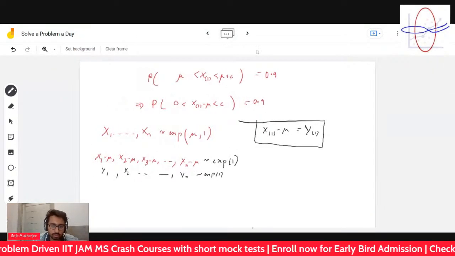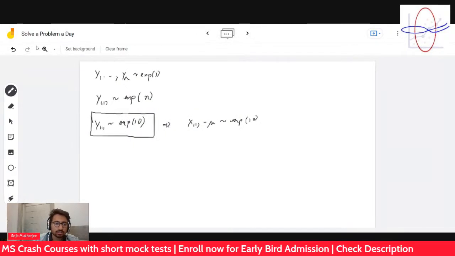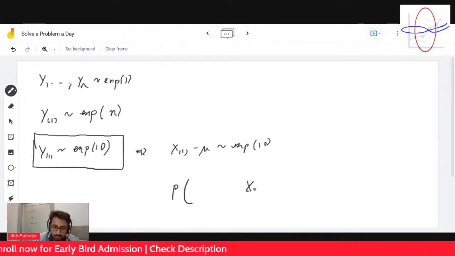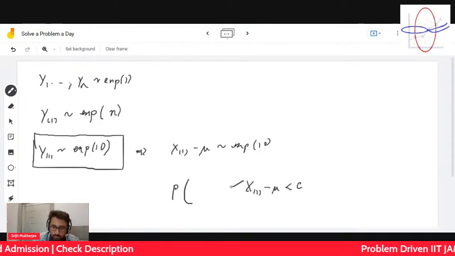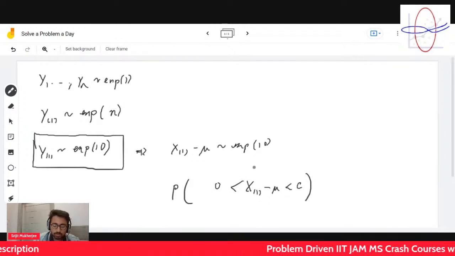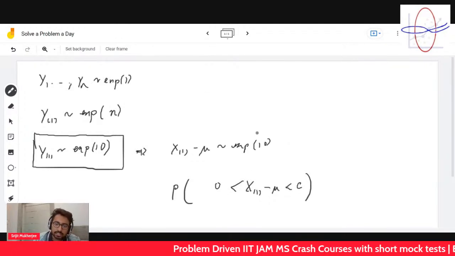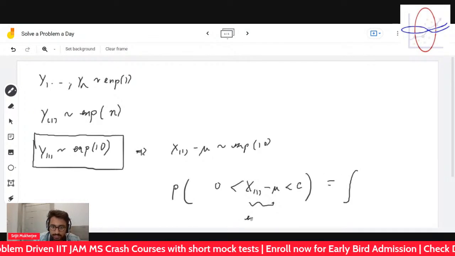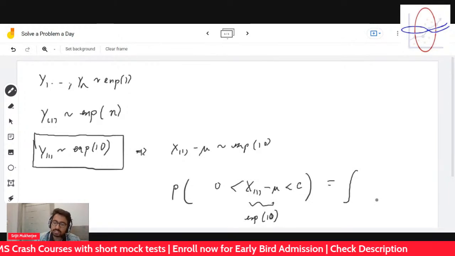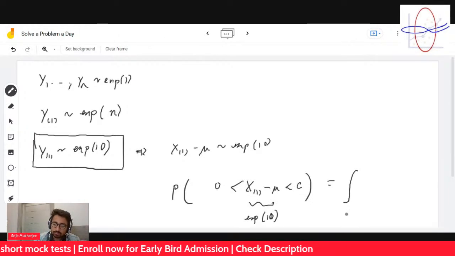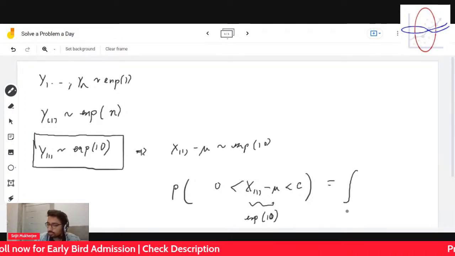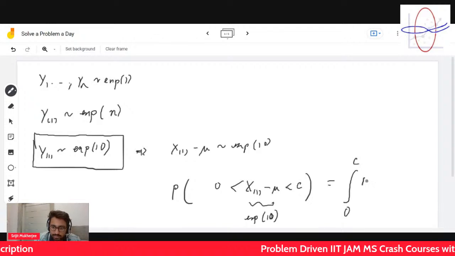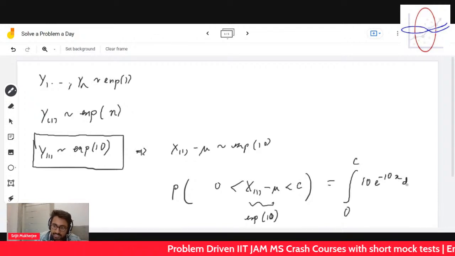And what we need to find out is the probability that x1 minus mu is less than c and greater than 0. So we need to find the probability for exponential 10, and since this is exponential 10, it's nothing but integration. If you observe it very carefully, it's nothing but the integral from 0 to c of 10 times e to the power minus 10x dx.